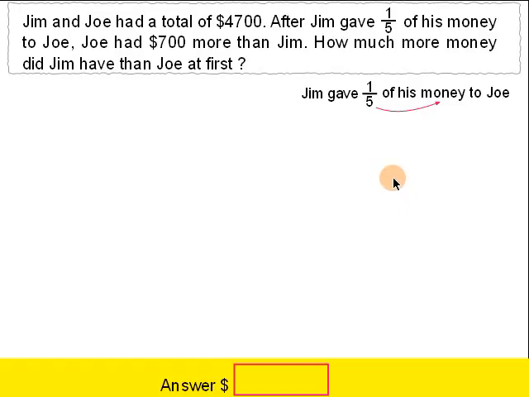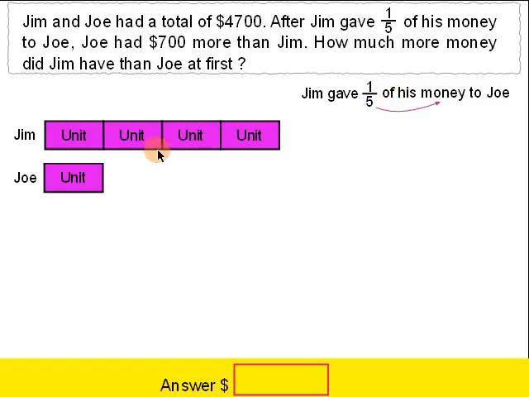That means to say what? That means Jim had 5 units of money and he gave away 1 unit to Joe. After giving away 1 unit to Joe, he has only 4 units left. That is Jim's money.